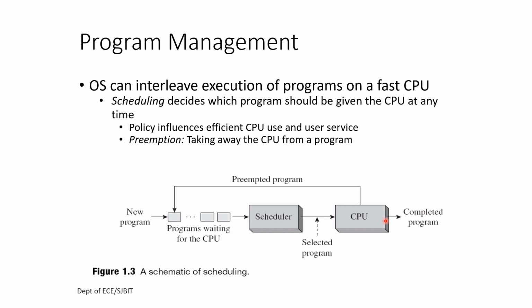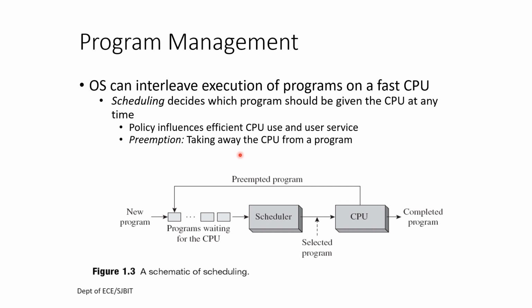So just think about this: if preemption is not there, then the scheduler will select any one program which will be allocated the CPU. Each program takes its own time to execute, and until that time, the remaining programs in the queue wait for the CPU. So the delay will increase, and the user service will be poor. Because of preemption, the user service is increased and the delay is reduced.